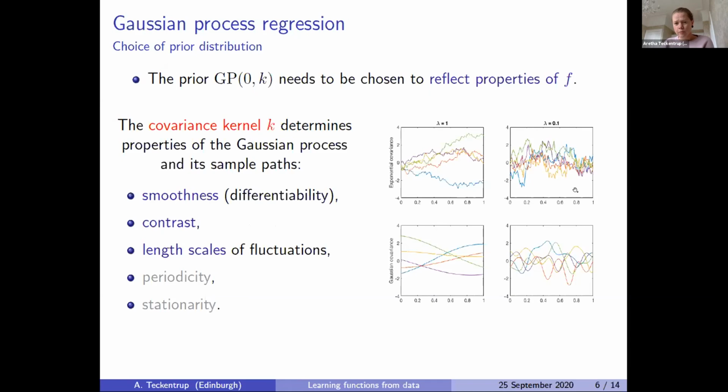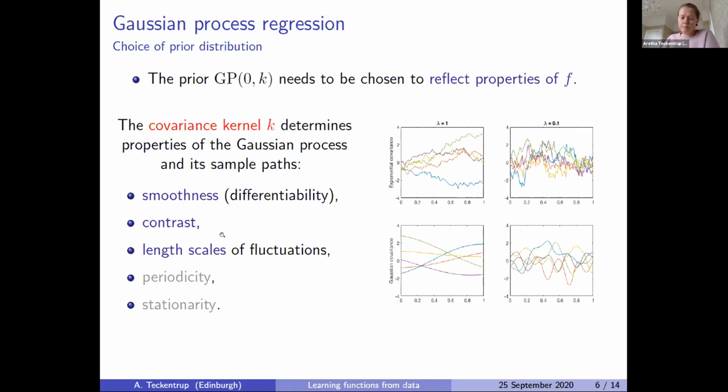I've given you some examples here. In the first row, I've plotted some samples from a Gaussian process which is only Hölder continuous with exponent 1/2. So you see that you get quite rough sample paths, whereas here I've plotted samples from a Gaussian process which has analytic sample paths, so sample paths which are infinitely many times differentiable, and you can see that you get a lot smoother functions.